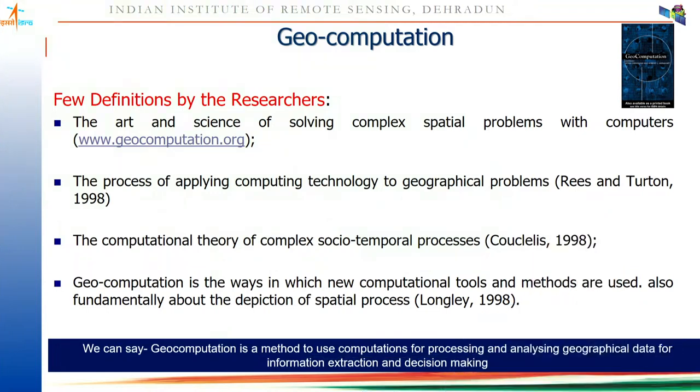Typically, we are combining these techniques, and then finally we can make a statement like: geocomputation is a method to use computations for processing and analyzing geographical data for information extraction and decision making. Because basically the objective of geocomputation is information extraction and also decision making. So when we do the information extraction, we of course apply different methods of information extraction, which may also include some of the algorithms or models used for this purpose, so that we can extract better information, or take better decisions for any planning activities.